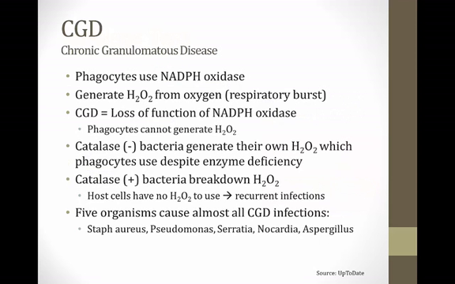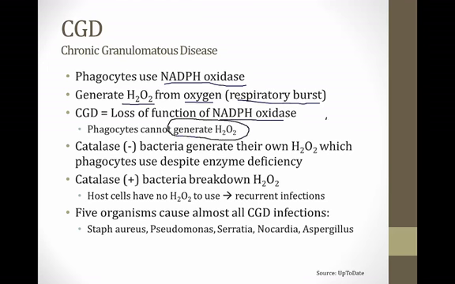There is a very rare condition tied into the catalase enzyme called chronic granulomatous disease, and this often comes up on the board, so I mention it now to help you keep it fresh in your mind. So phagocytes in the human body use an enzyme called NADPH oxidase, and this generates hydrogen peroxide from oxygen. This is a process called the respiratory burst, which you learn about in biochemistry. In chronic granulomatous disease, patients have a loss of function of NADPH oxidase, and this means that the phagocytes can't generate hydrogen peroxide in order to kill bacteria.